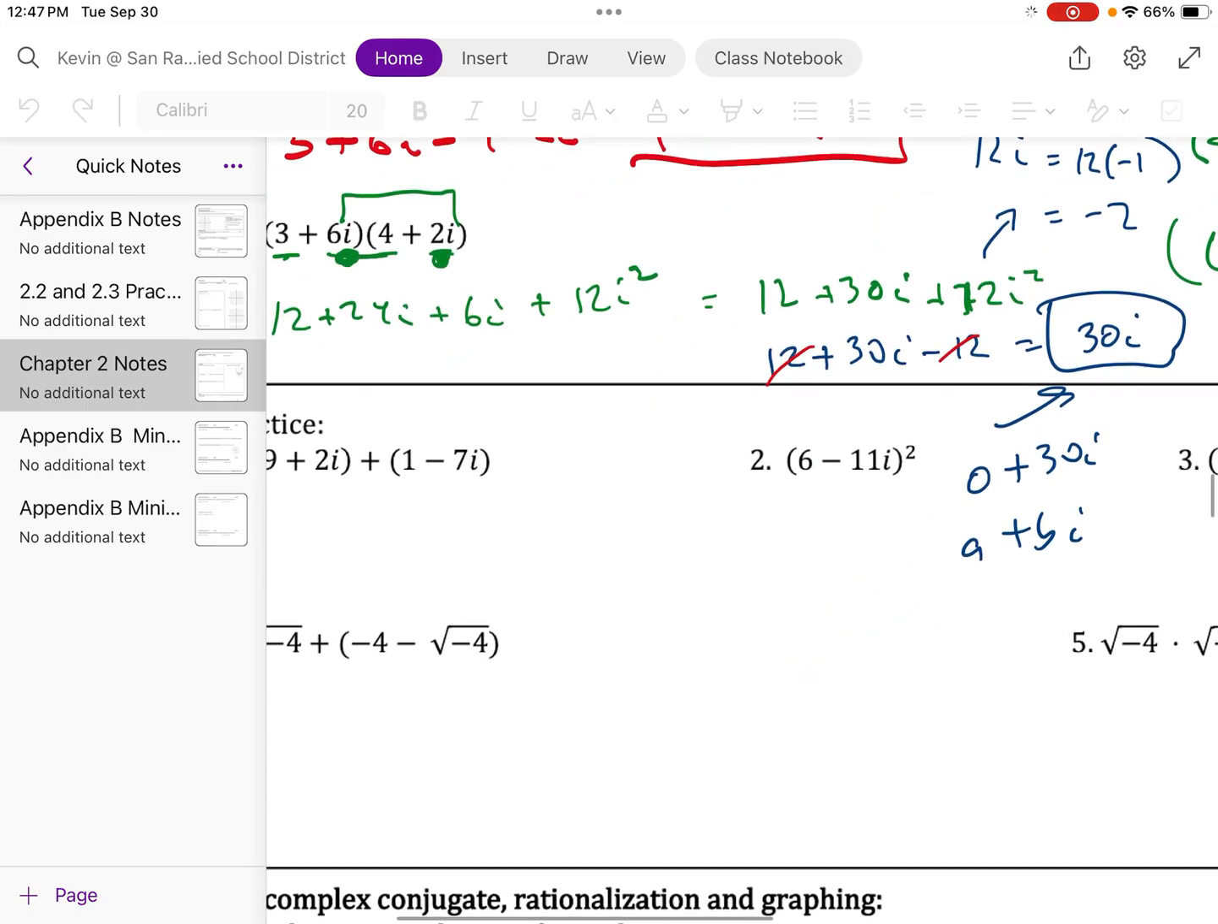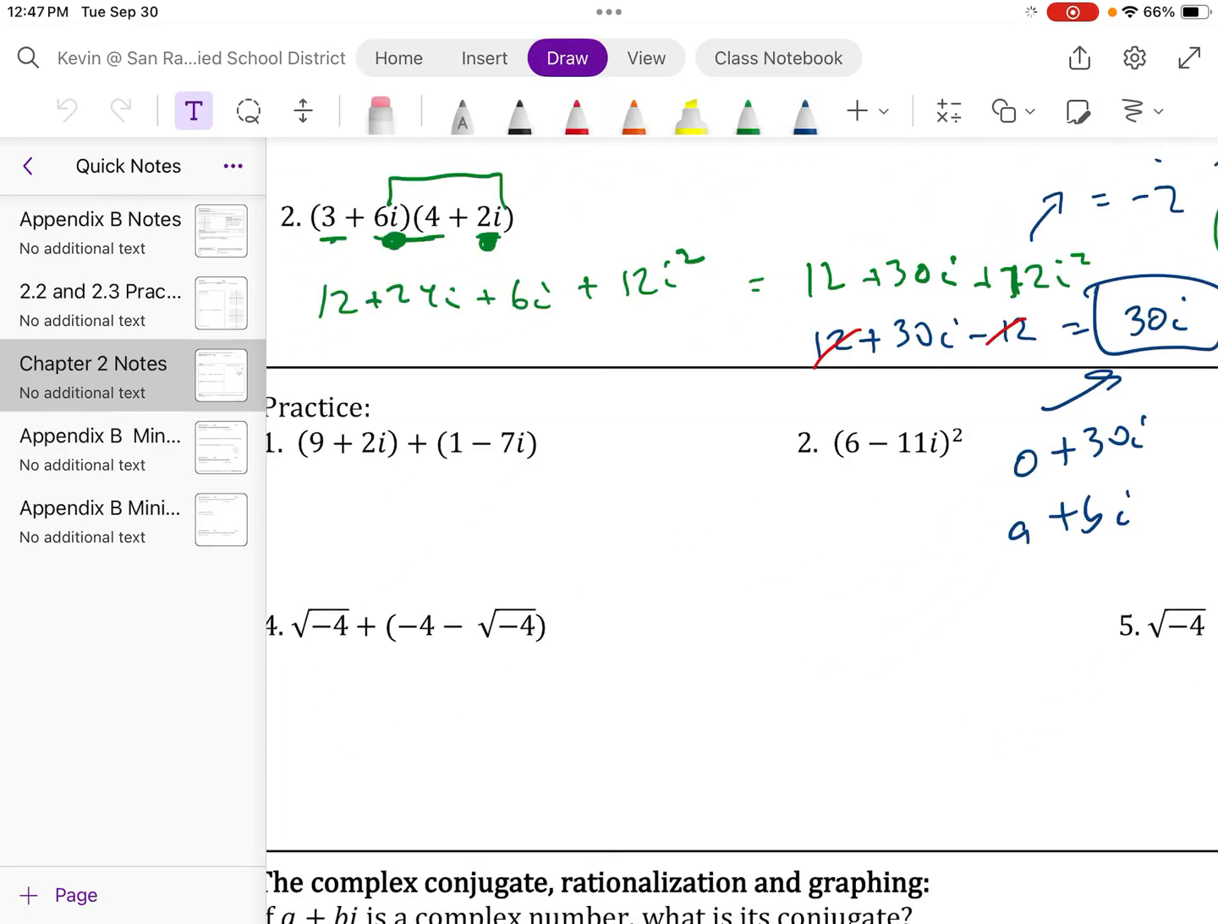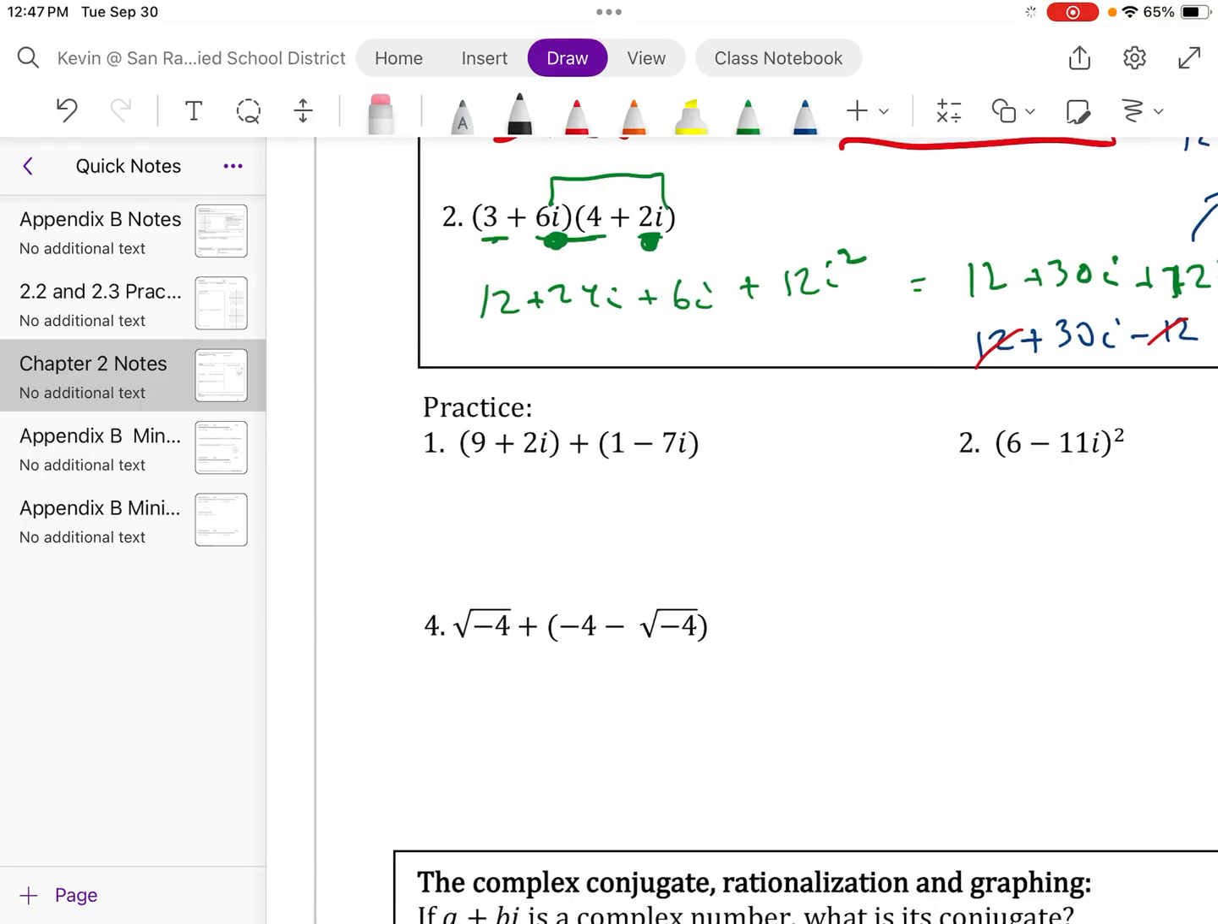I've got 3 minutes here before the bell rings, so I'm going to try to just zip through these a bit. Number 1, pretty straightforward. 9 times 1 is 9 plus 2i minus, what's that, 7? 7i.